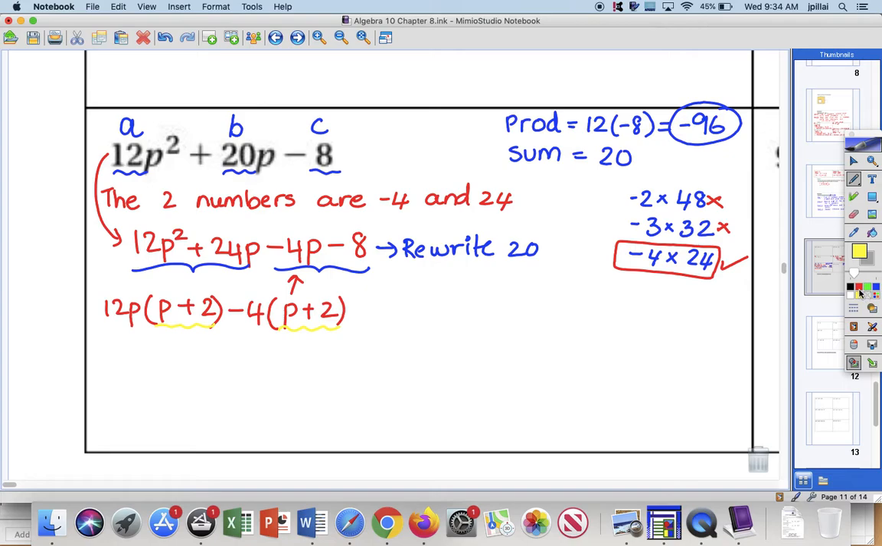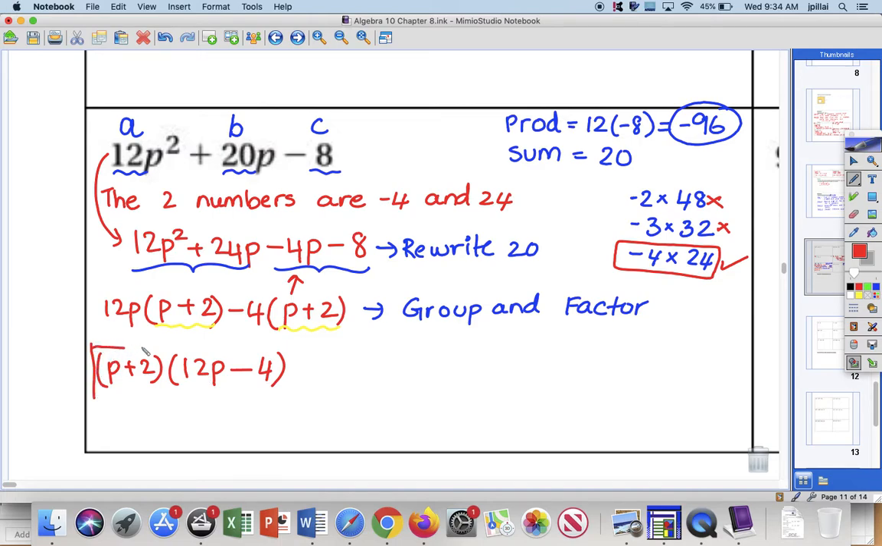So what did I do here? I group and factor. Group and factor them. Now we can move on to the next step. So we see p plus 2, so pull that out. So if this guy is gone, you're left with 12p minus, so this is gone, 4. All right, so there you go. You have got this answer.